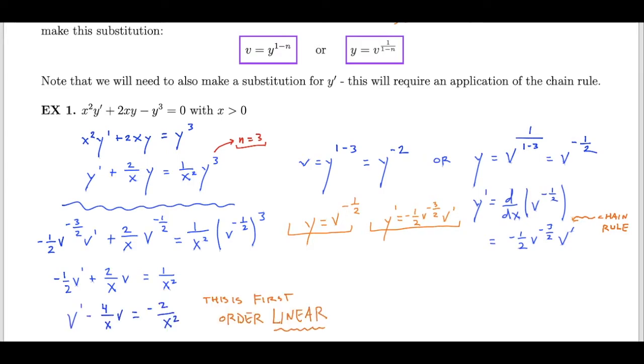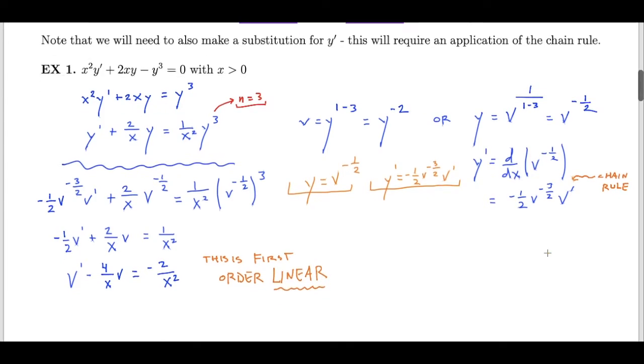And after that algebraic simplification, I can recognize that in terms of the dependent variable v, this differential equation is first order linear. So the substitution that we made has transformed my original differential equation, which was not linear, into a new differential equation, which is linear. This enables me to apply the technique from a couple sections ago in order to solve this differential equation.